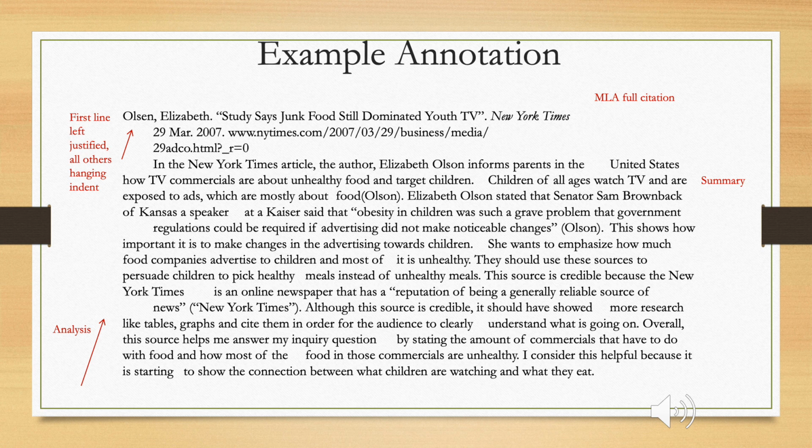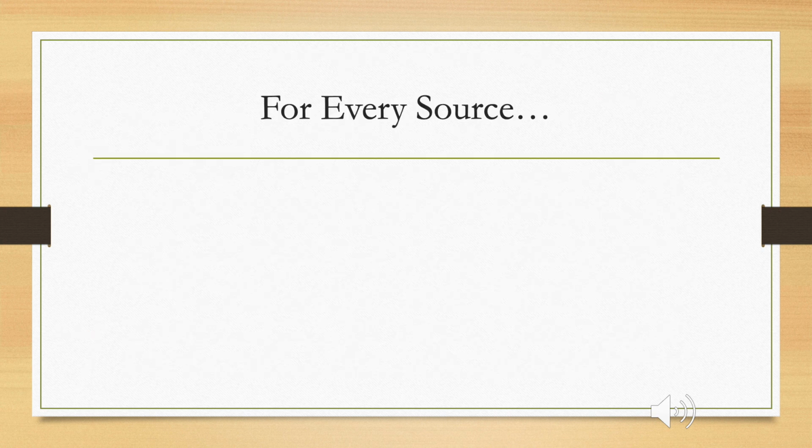So this student is saying this source is credible because the New York Times is an online newspaper that has a reputation of being a generally reliable source of news. Although this source is credible, it should have showed more research like tables, graphs, and cite them in order for the audience to clearly understand what's going on. So the student is listing some of the positive attributes of the source and maybe some of its shortcomings, and that's the same sort of thing that you want to do when you are creating your annotations.